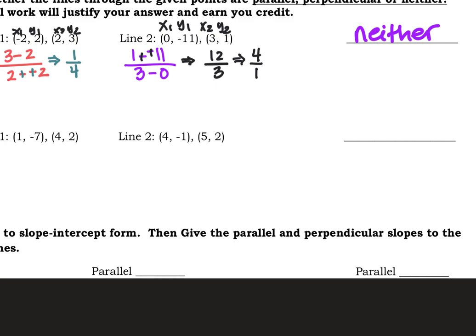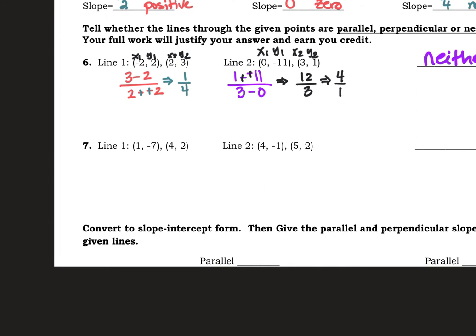All right, let's go to number 7 and 8. Let's go ahead and label it x1, y1 and x2, y2. So this one should be 2 minus the negative 7 and then 4 minus 1. What needs to change here? Right, make this into a positive. 2 plus 7 is 9, and 4 minus 1 is 3.